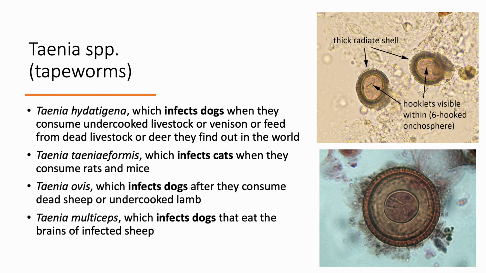We have Taenia hydatigena, which infects dogs when they eat raw venison. We have Taenia taeniaeformis, which infects cats when they eat rats and mice. We have Taenia ovis, which will infect dogs that eat dead sheep, and Taenia multiceps, which infects dogs that eat the brains of sheep that carry the parasite. So, there's a lot of different types of tapeworms. A lot of them are from eating raw meat. So if you see Taenia, think tapeworm.